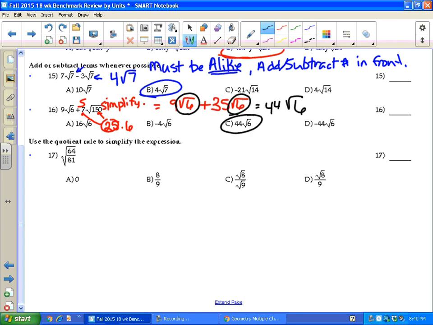All right, use the quotient rule to try to simplify. Turns out, don't really have to worry too much about the quotient rule. 64 and 81 do not divide. But because that square root goes over the entire fraction, it goes with the top number and the bottom number. So if I think of it as the square root of 64 and the square root of 81, I get 8 and I get 9.